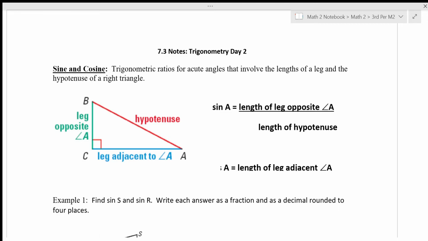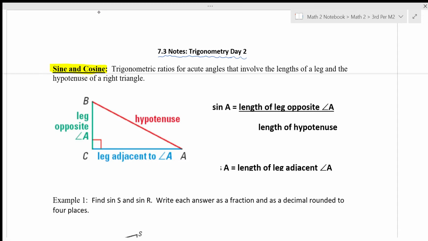All right, you guys, this is 7.3 notes, day 2. So we did day 1 yesterday, and we talked about tangent. And today we're going to talk about the other two trig functions that we use, which are sine and cosine. So here, sine and cosine, they are the other two trig functions.